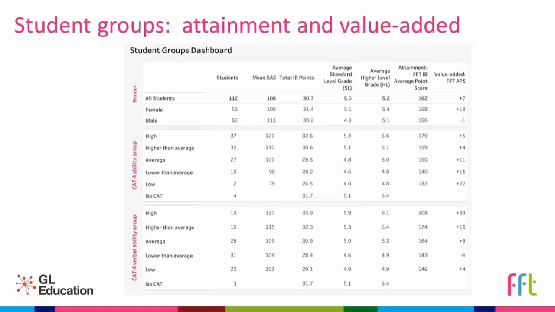So this report is really useful to look for gaps in performance. We've identified a gap there for value-added performance for boys and girls. We can look at attainment gaps and see that girls are doing better at both higher level and standard level, and then we can look at similar gaps across the different ability groups. For example, the students that have very high verbal ability are making the biggest value-added gains down at the bottom there, compared to students with slightly lower than average verbal ability. Those students had a negative value-added score.